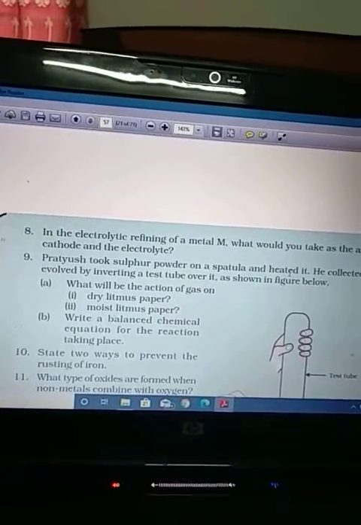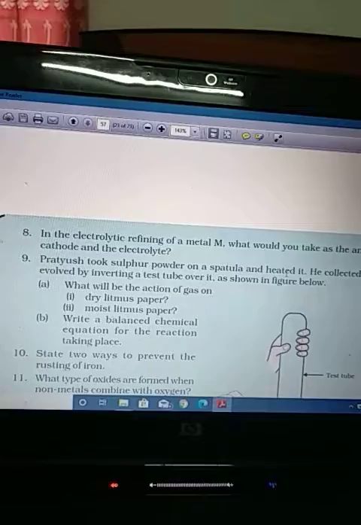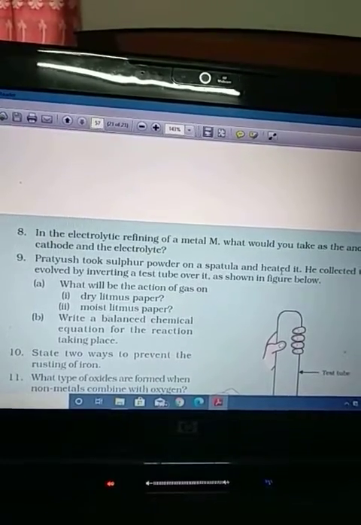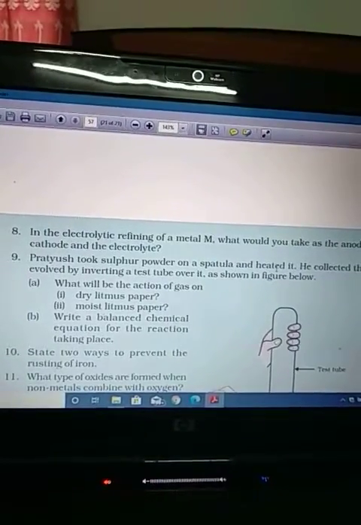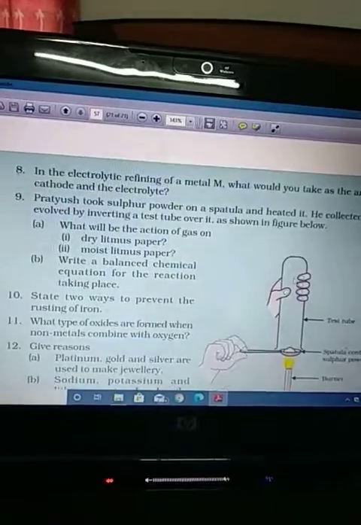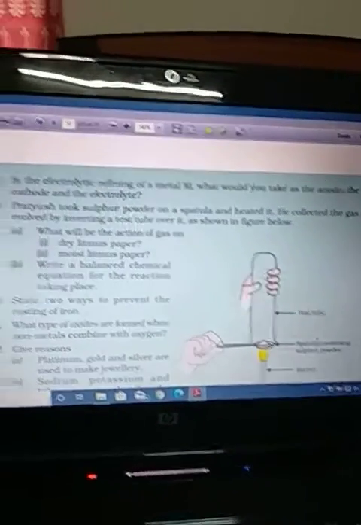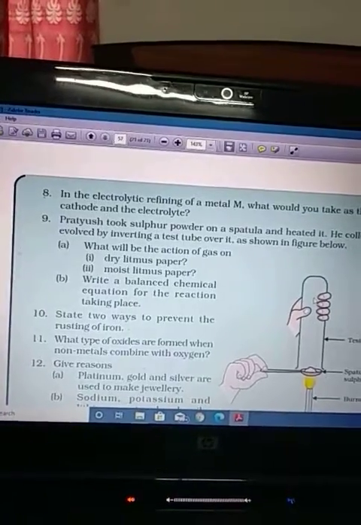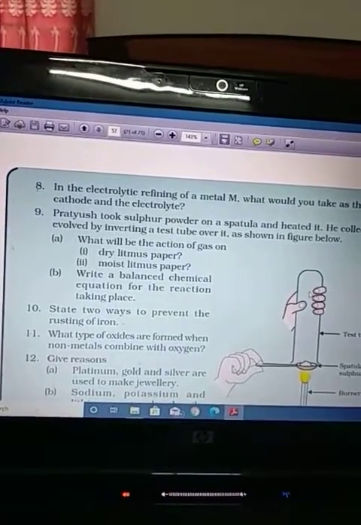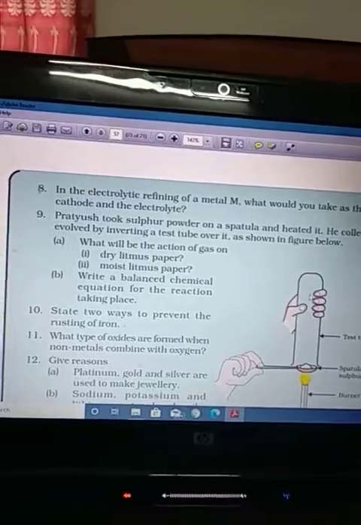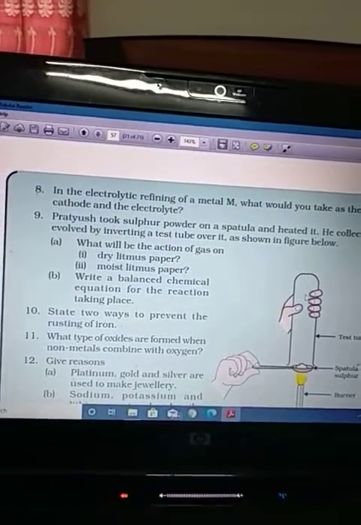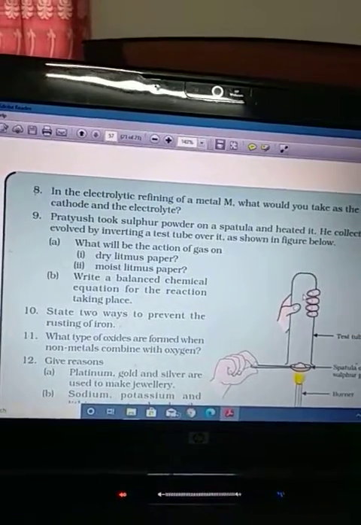Question 9. Pratyush took sulfur powder on a spatula and heated it. He collected the gas evolved by inverting a test tube over it as shown in the figure. What will be the action of the gas on dry litmus paper? No effect. Moist litmus paper, it turns red.